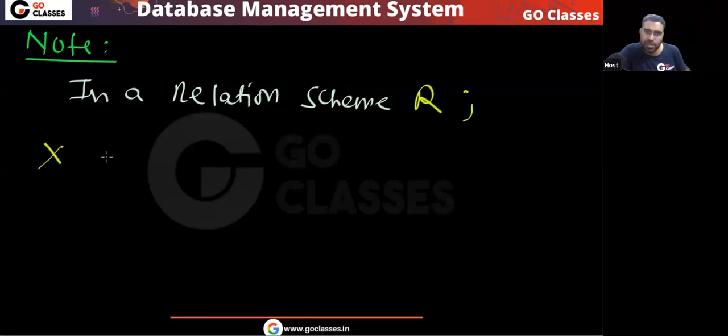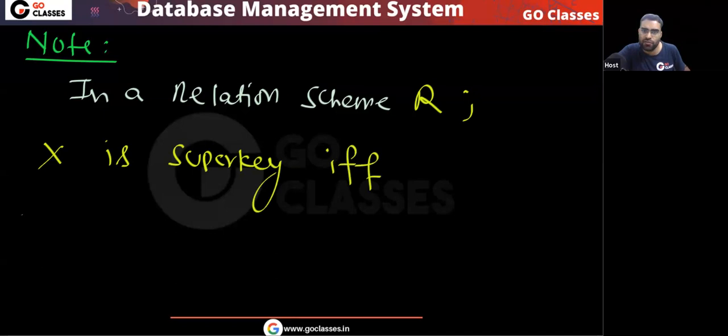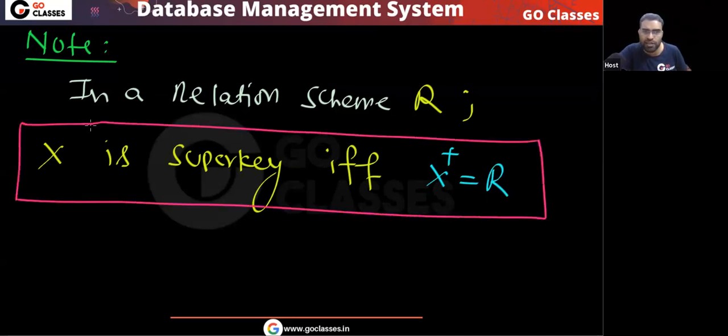X is super key if and only if... When can I say X is super key? X is super key if and only if X closure is equal to R. Is this clear? So remember, this is the definition of super key. This is not the definition of candidate key. This is the definition of super key.